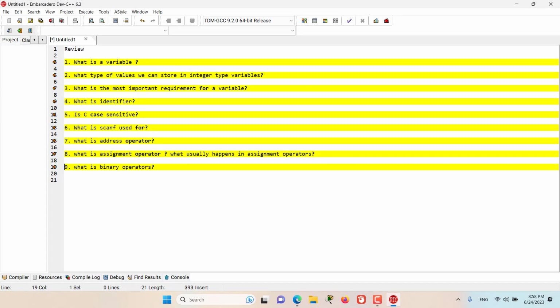A variable is a location in memory where a value can be stored for use by a program. And that's basically what a variable is. A place of storage inside the memory of the computer.